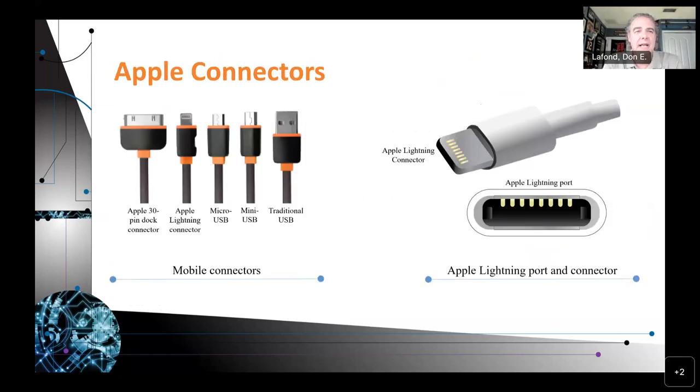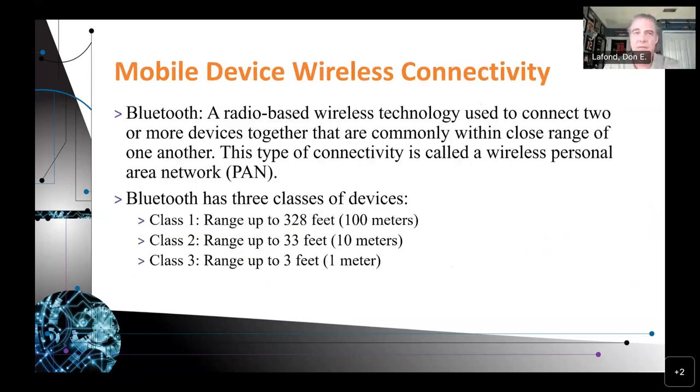Apple connectors include Apple 30 pin dock connectors, Apple Lightning connectors, micro USB, mini USB, traditional USB. It gives you a big picture of the Lightning connector and the Apple Lightning port. You Apple people out in the world, you wanted it, you're getting it. The new standard for Apple devices moving forward is USB-C. So the Lightning connector and all those charging cords that you have with Lightning connectors, they're all going away. Everything's going to be USB-C in the near future for future devices.